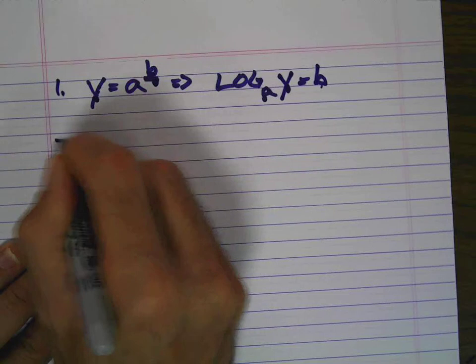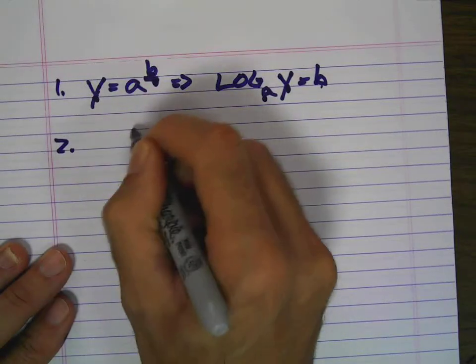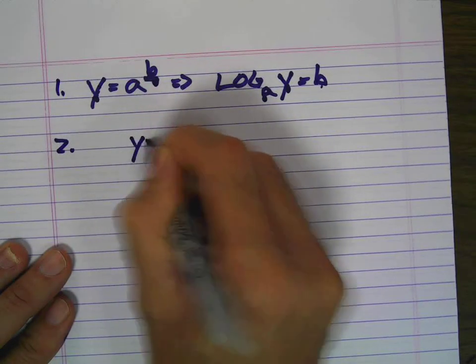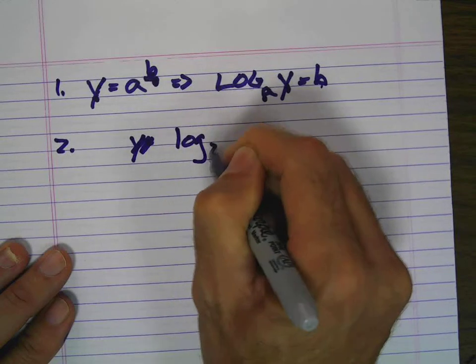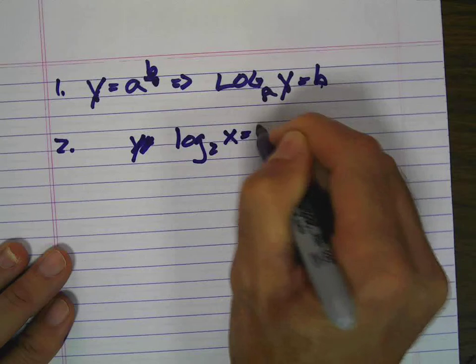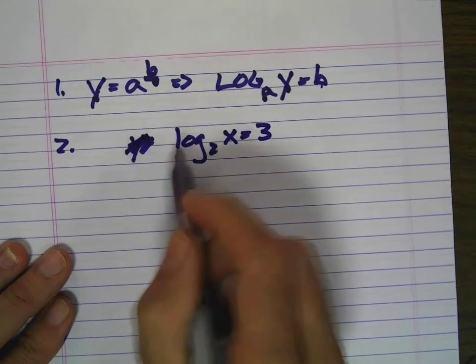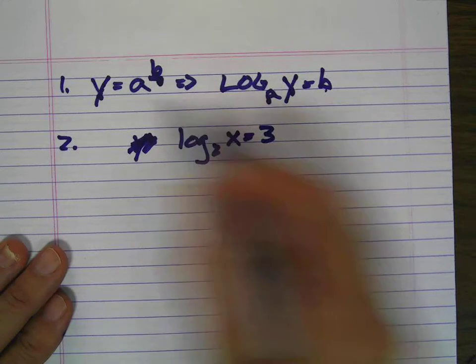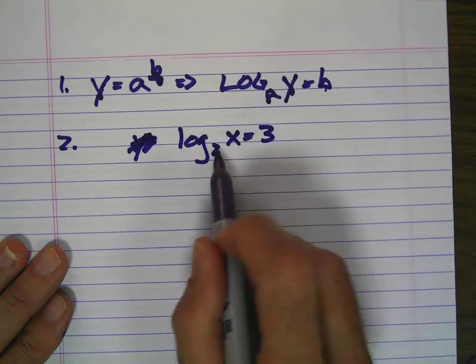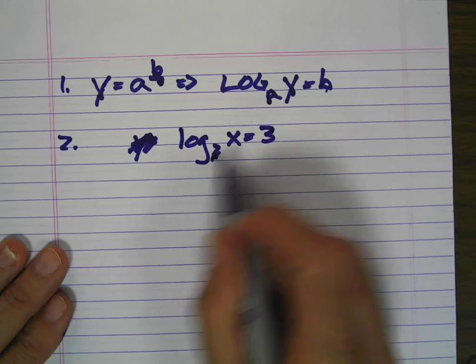Number two says which expression equals. We have, that's a weird, that's a typo. Log base 2 of x equals 3. So we're going to change this to exponential form. So it's just this problem backwards. So we write 2 to the power of 3.